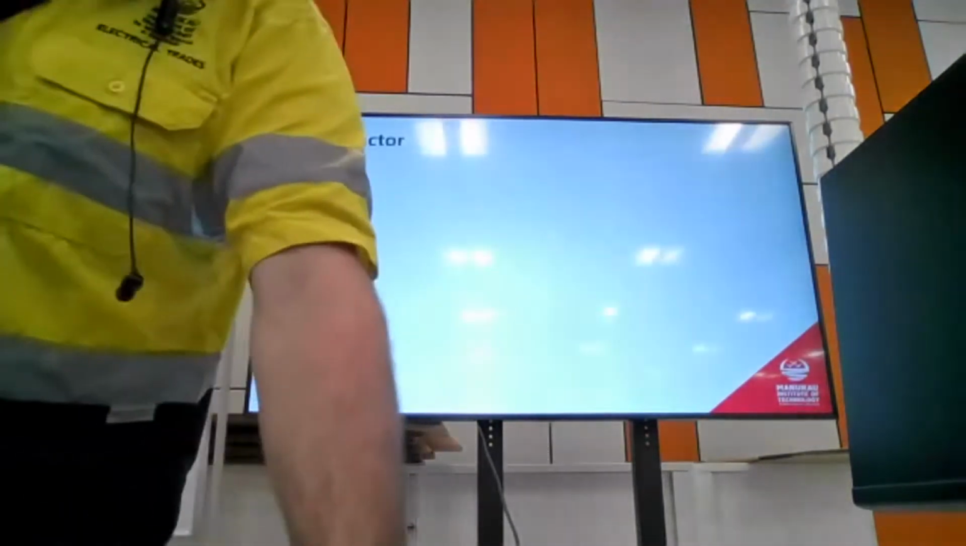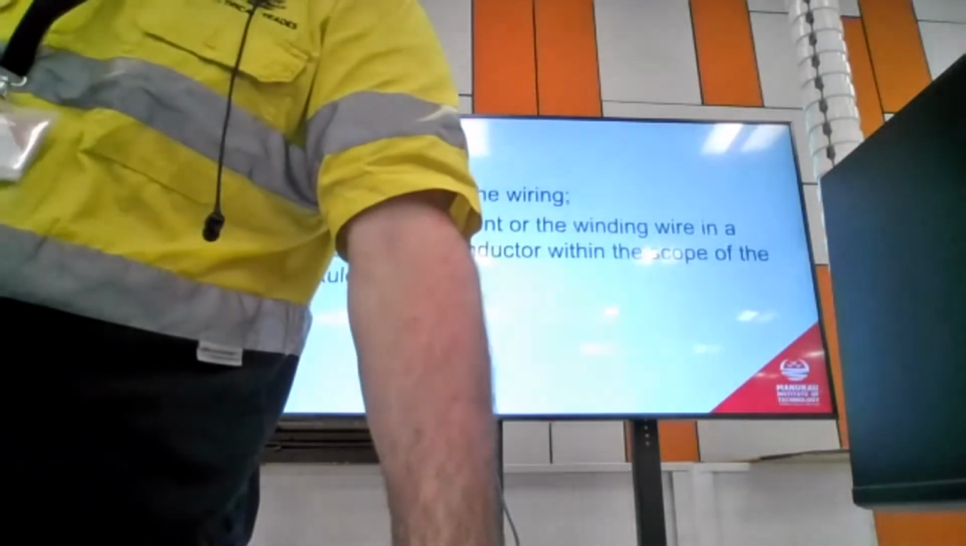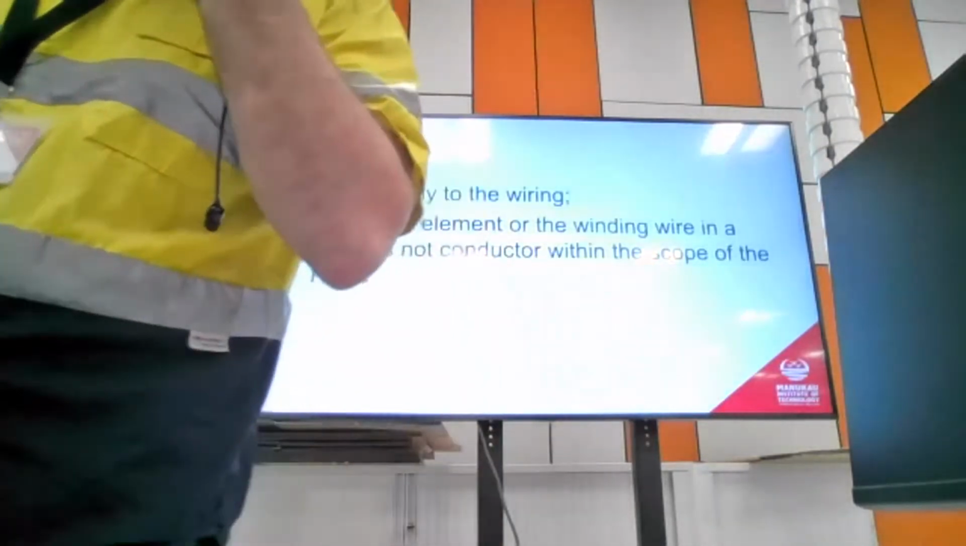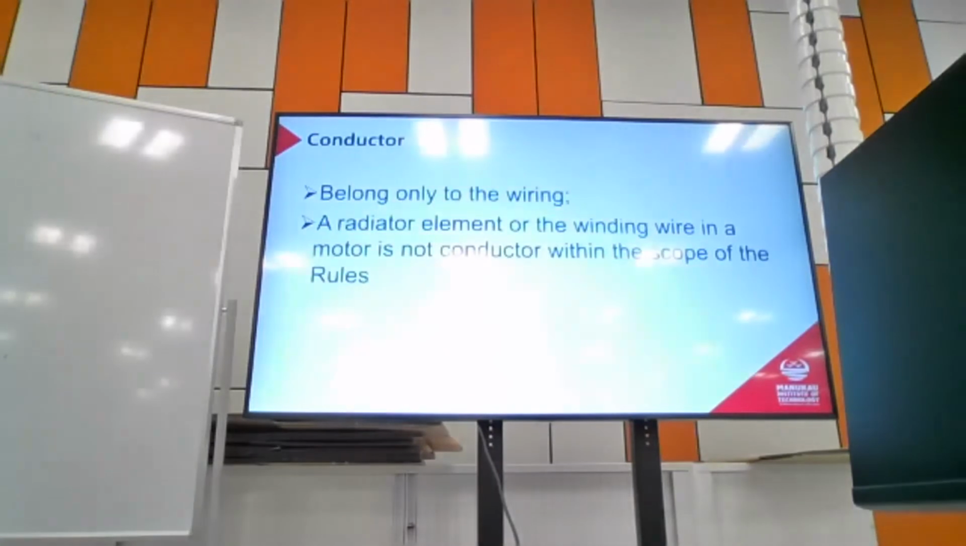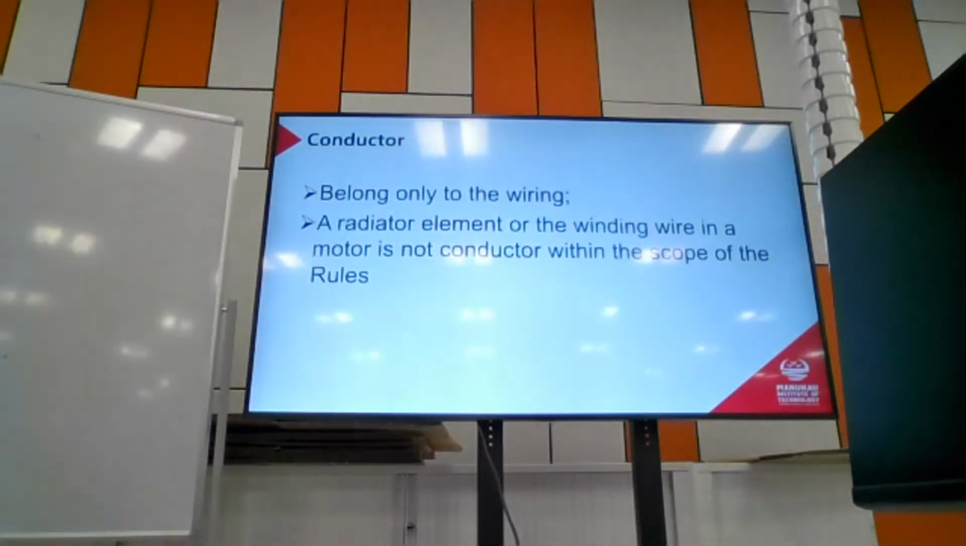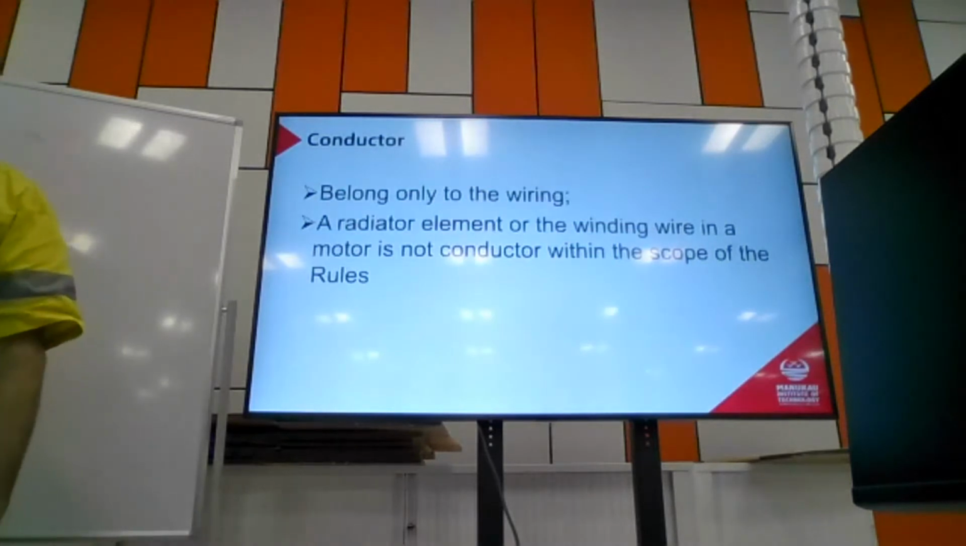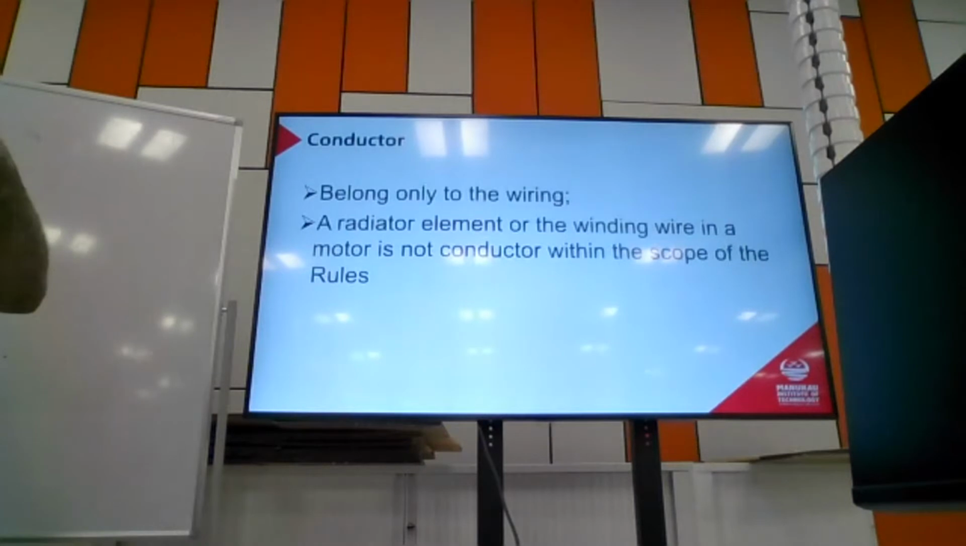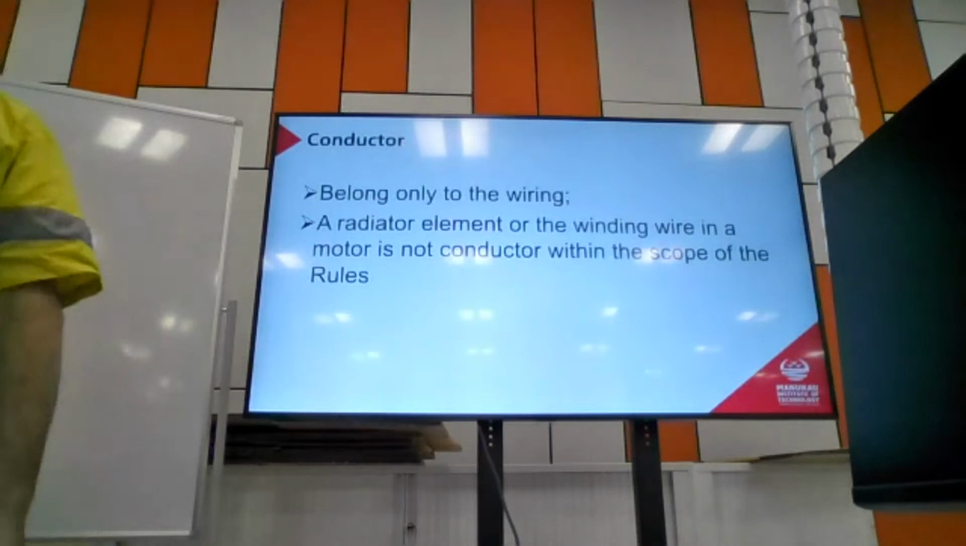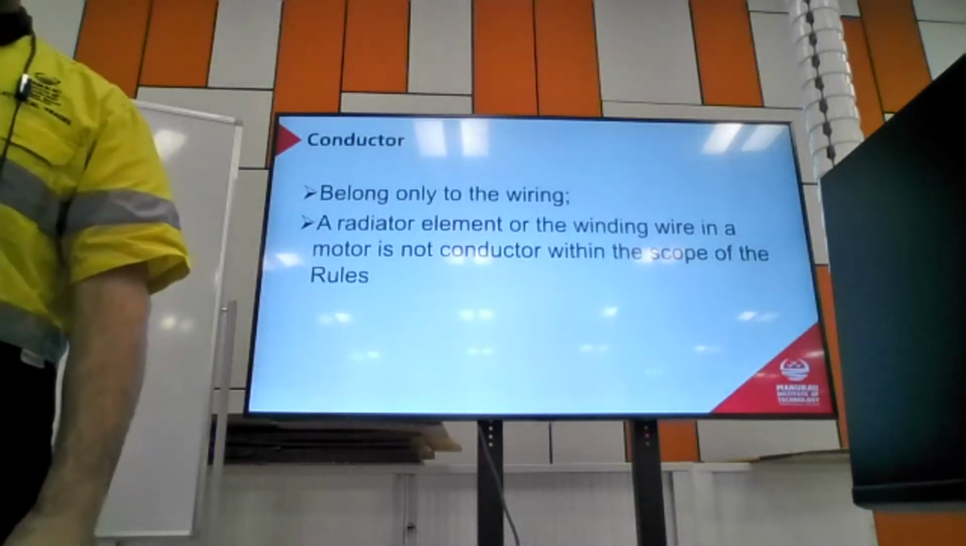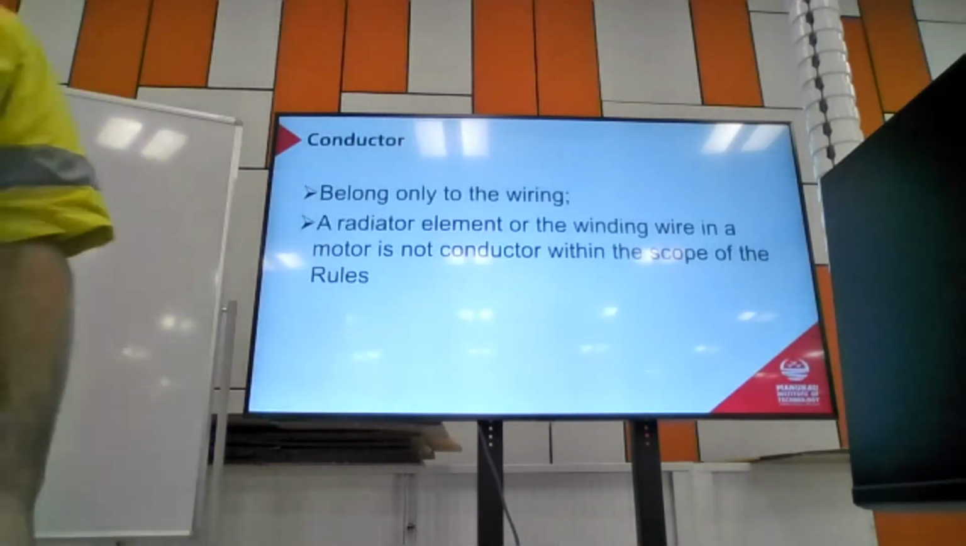More animations. Conductor. So a conductor belongs only to the wiring. A radiator element or the winding wire in a motor is not a conductor within the scope of the rules. So when we're talking about conductors, all that's saying is it's talking about the wiring in an installation. The wiring in an appliance is conductors, but then the parts of the appliance that use the electricity are not considered conductors.